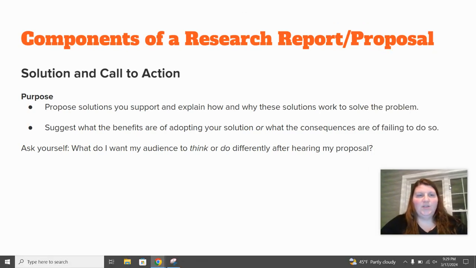So the purpose of this is to propose the solution that you support and explain how and why the solution works to solve the problem. So give the details about how that's going to work, how it solves the problem, and then why your solution works to solve the problem.